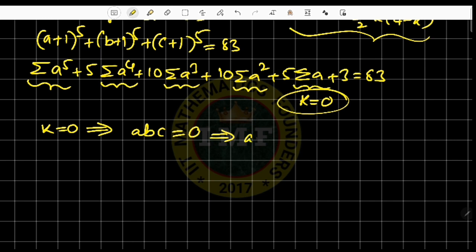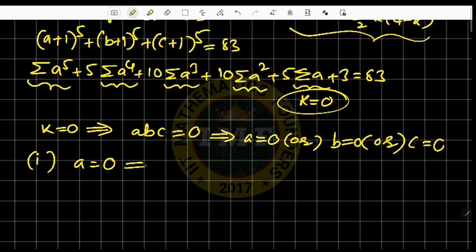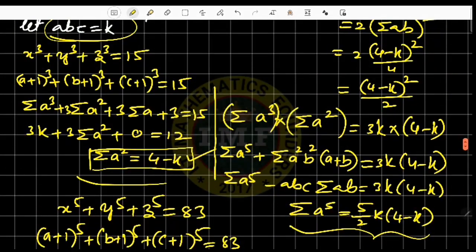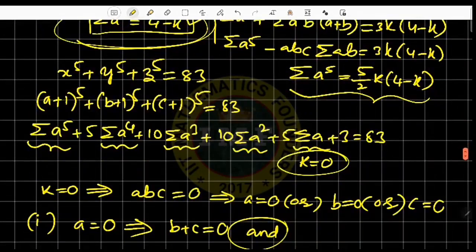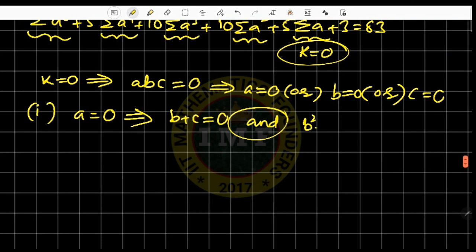From this you will get either a equal to 0 or b equals 0 or c equals 0. Let me take only one case first, after that we can take all the cases. I am taking a equal to 0. From this you will get b plus c equal to 0, because you have a plus b plus c equal to 0, and from the equation I am circling, you will get b square plus c square equals 4. By solving these two equations, b plus c equal to 0 and b square plus c square equals 4, you will get b square equal to 2 or c square equal to 2.